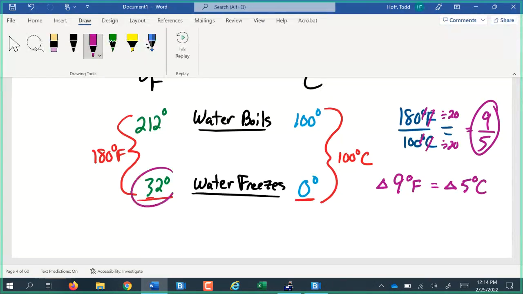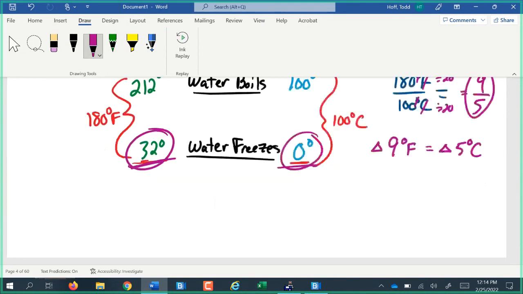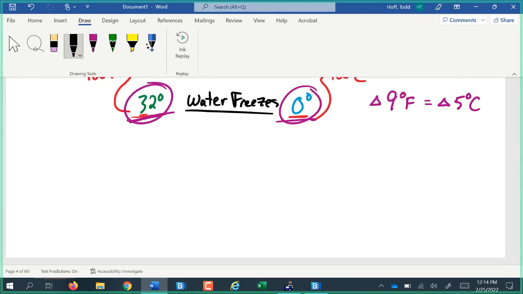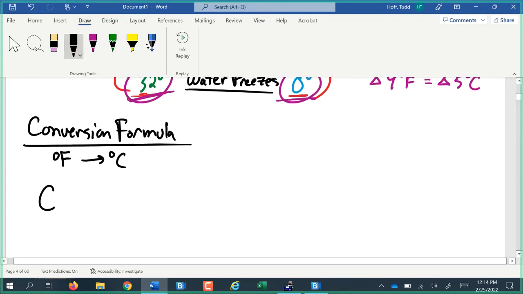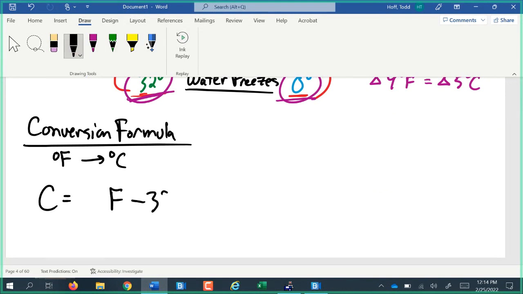And then, of course, the other big difference, as I said, is this difference of 32 degrees between their 0 points. So to convert, I can't just use a conversion factor. I have to use a formula. If I have the temperature in degrees Fahrenheit and I want to go to degrees Celsius, my Celsius temperature is going to equal my Fahrenheit temperature. I subtract 32, that makes up for that difference in 0 points, and then I multiply by 5/9.